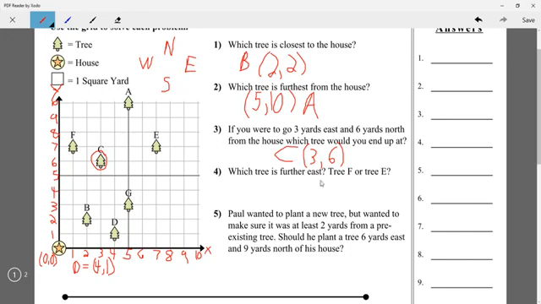Okay? Which tree is further east? Tree F or tree E? So we have F and we have E. Obviously, since east is to the right, E would be further east. And what is the coordinates of E? We go over 7, right? And we go up 7, right? So 7, 7.